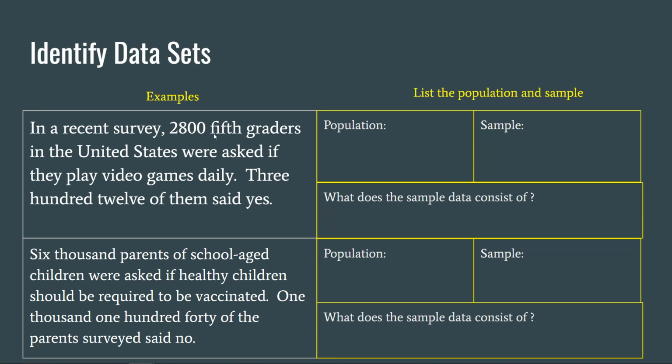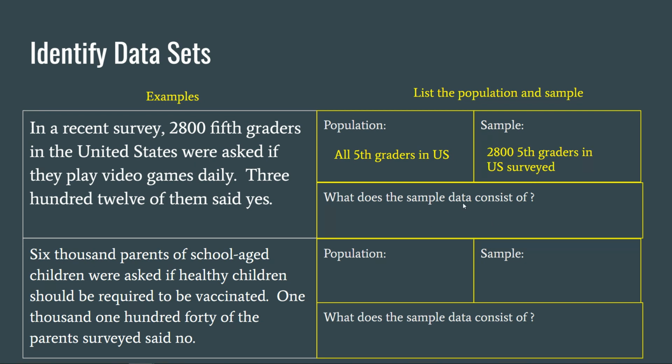So the population here is talking about fifth graders in the United States. Do you believe that there are only 2,800 fifth graders in the entire United States? No. So we would say all fifth graders in the United States would be the population. We took out of that all fifth graders 2,800 fifth graders, and they surveyed them. Okay, so that's how you can tell what the population is versus the sample. Is it the all, or is it just a little bitty piece of it? Okay, that is always the question you're asking yourself when you're trying to decide population versus sample. Is this the all or a little piece?